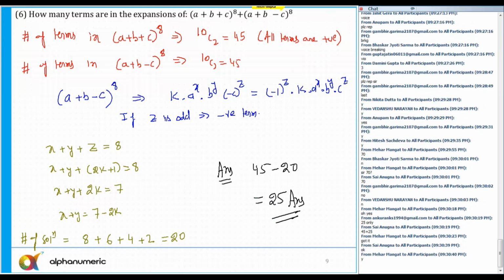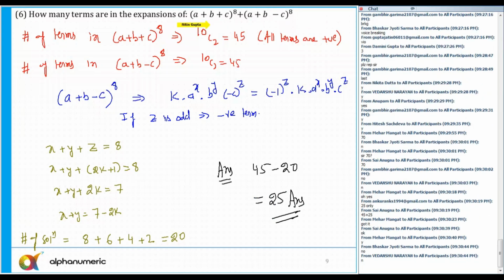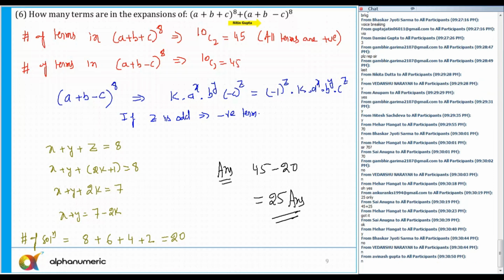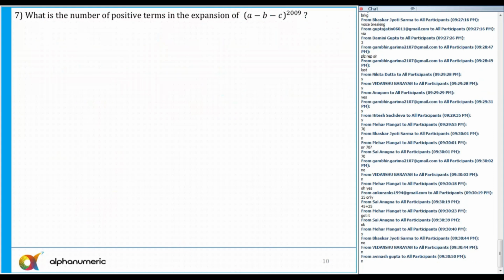Any doubts to anyone? Okay, all the like terms, I'm talking about a raised to power 8, b raised to power 7 from the first, and a raised to power 8 and b raised to power 7 from the second. Both of them will get added. So that will be one term. All right. Now, try this question number 7, all of you.